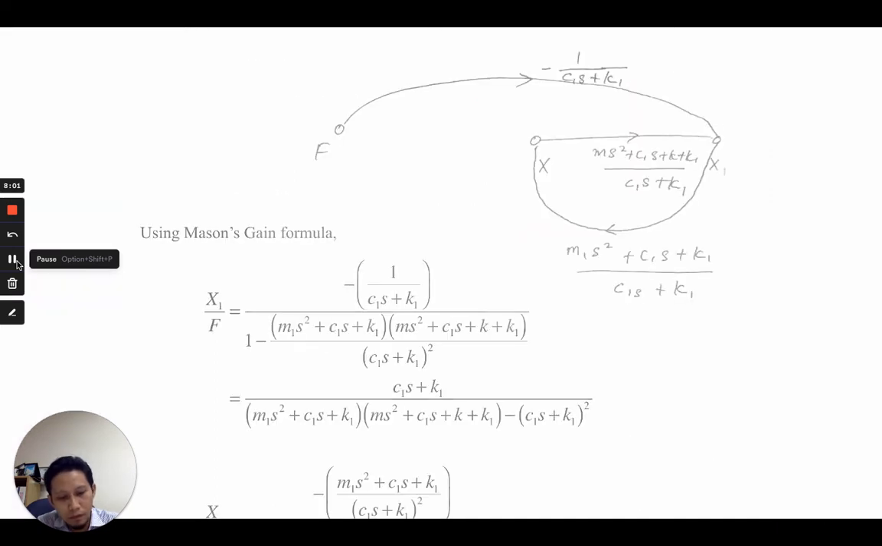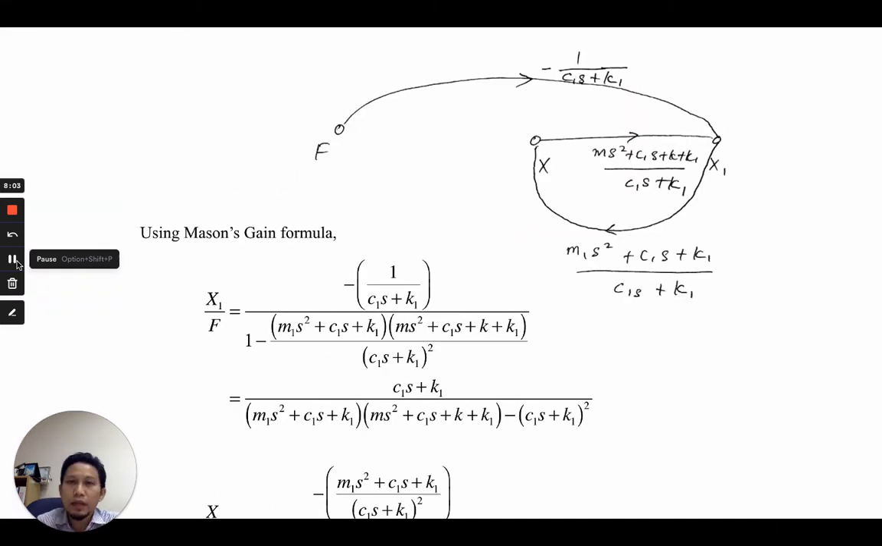Next. So we can use the Mason's gain formula to find the transfer function of x1 over f here. So we have T1, and our T1 is actually this path, and then we have our delta 1 equals 1. Okay, delta 1 equals 1 because there is no loop that does not touch the forward path.